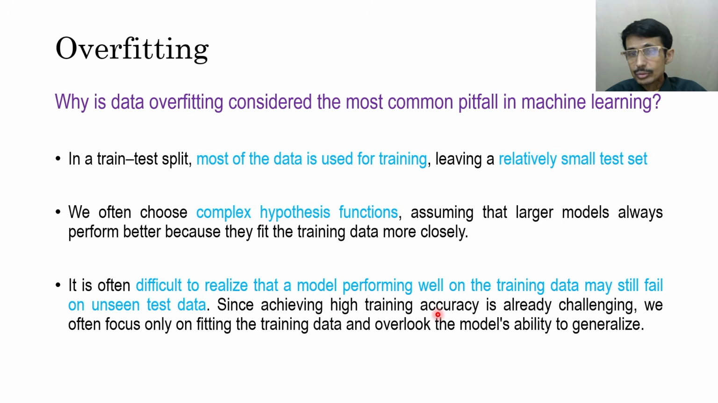Achieving high training accuracy is already a bit tough. And we often focus only on fitting the training data and overlook the model's ability to generalize. So these are some reasons that overfitting becomes a very important problem, a very frequent problem, in modeling of machine learning for computer vision problems.